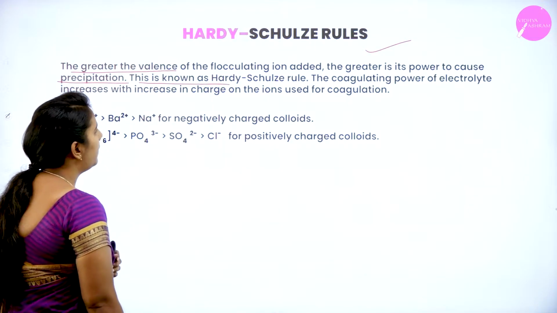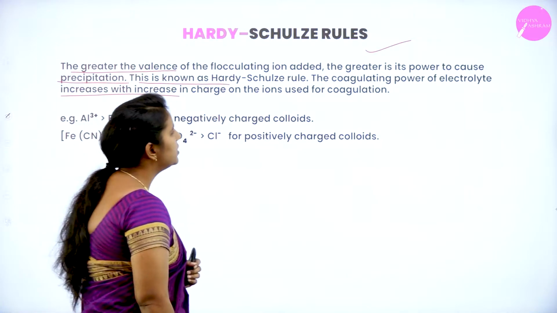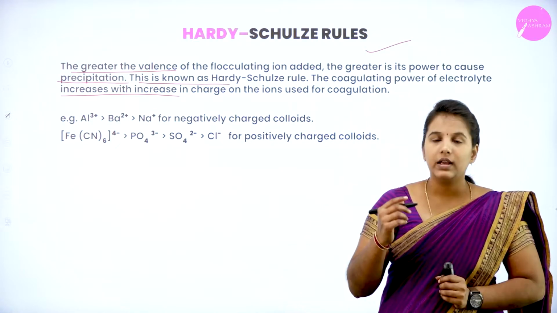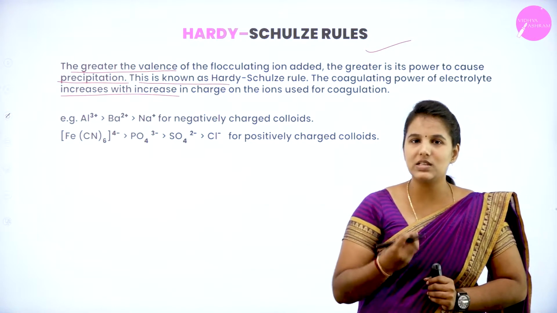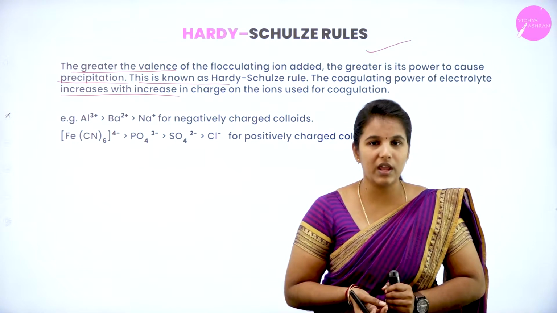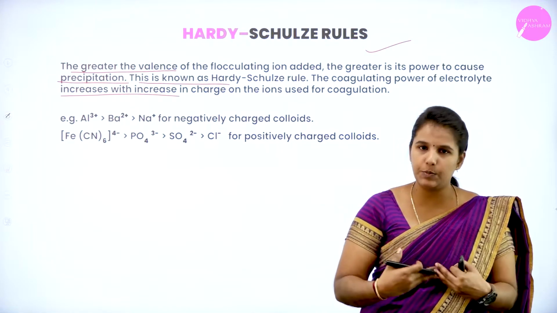The coagulating power of an electrolyte increases with increasing charge on the coagulating ion, which means that the greater the valency present in the coagulating ions, which is nothing but an electrolyte, the greater will be the process of formation of precipitation.